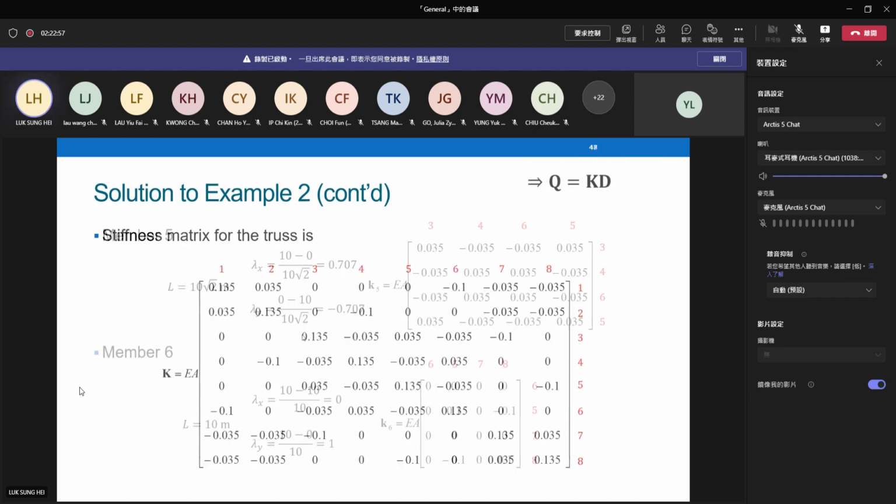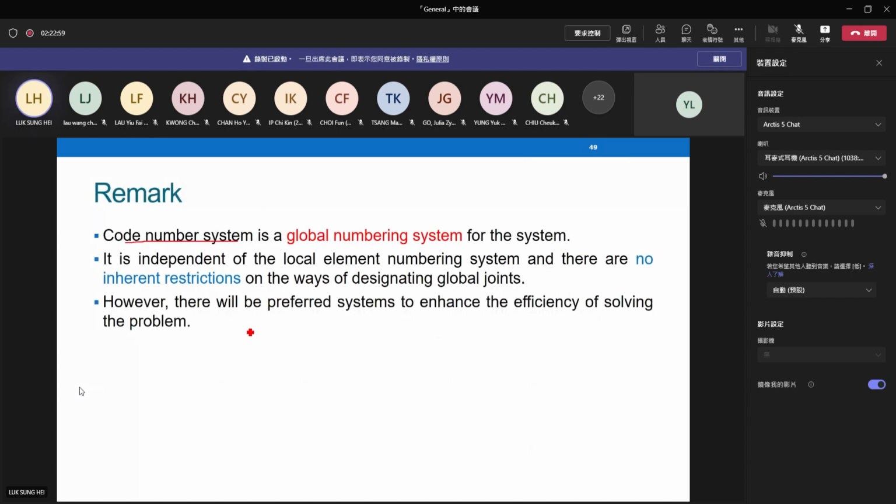The code numbers should not affect the answer, should not affect the reaction, should not affect the displacement. If the code numbers affect the displacement, that means you did something wrong in the calculations. This kind of symbol should not affect the answer.